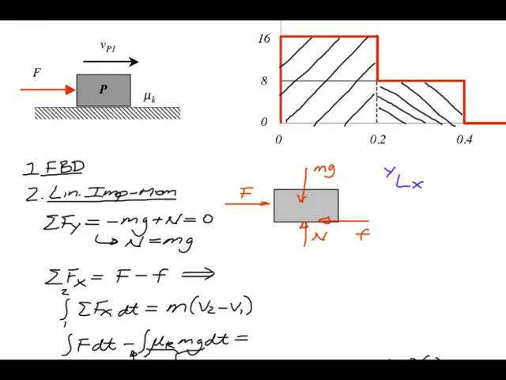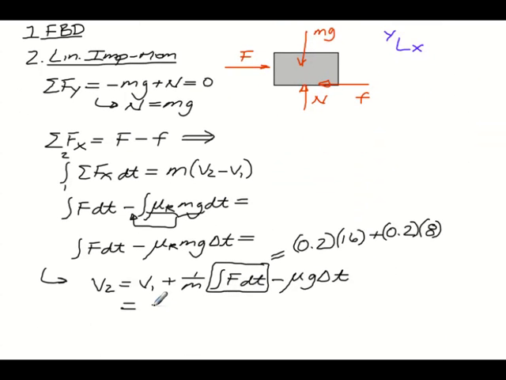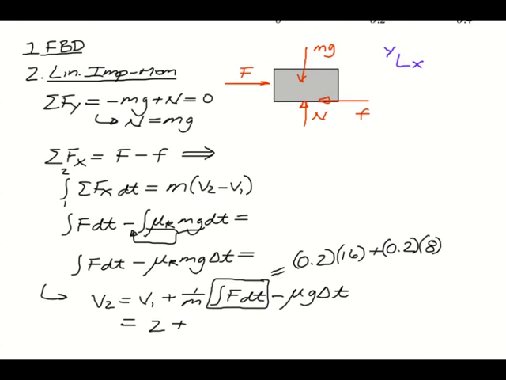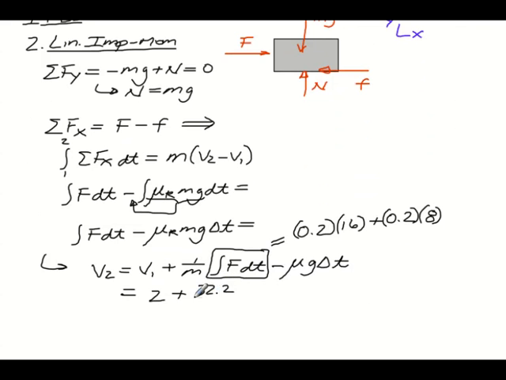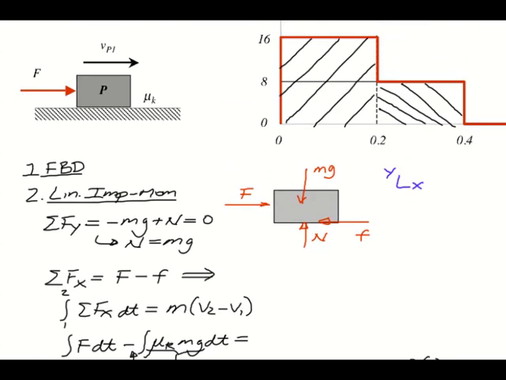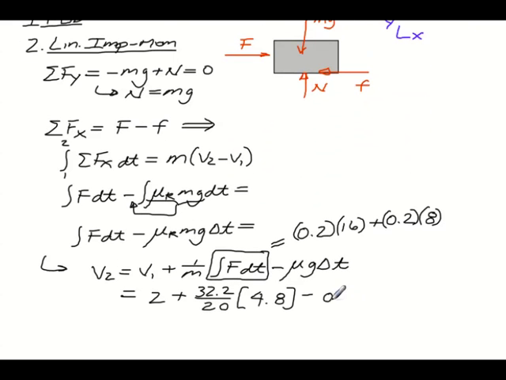So from this, we know that since v1 is 2 feet per second, the mass is 20 divided by 32.2, so this becomes this. We have 0.2 times 16, so that's 3.2, and 3.2 plus 1.6, so that's 4.8. The coefficient of kinetic friction is 0.3, g is 32.2, and delta t is 0.4. So with that, we find the speed at 0.4 seconds in time.